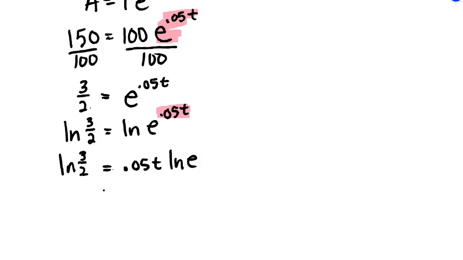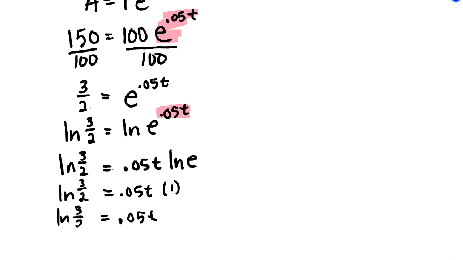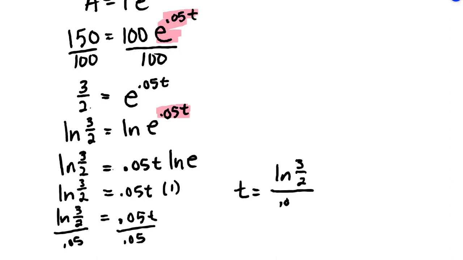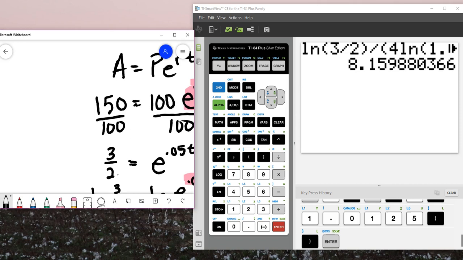Natural log of e is 1. One times 0.05t is 0.05t. And then we would divide both sides by 0.05, giving me natural log of 3/2 over 0.05. Now we'll type that in our calculator.